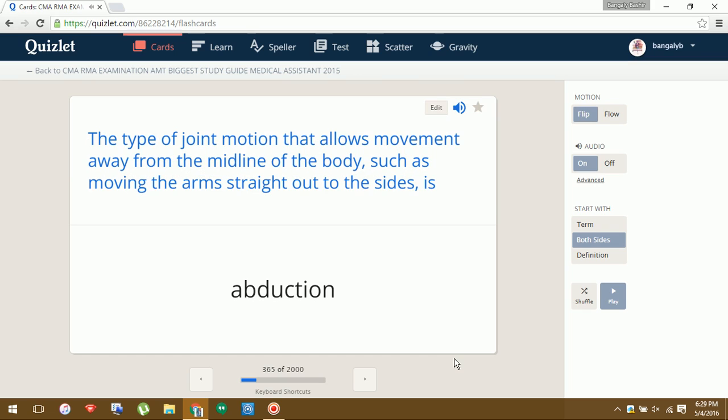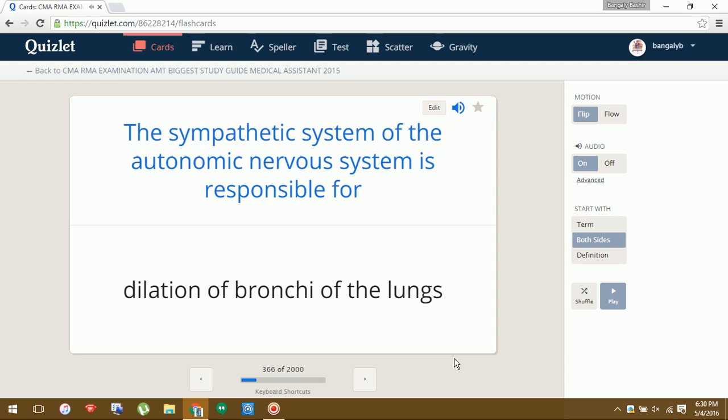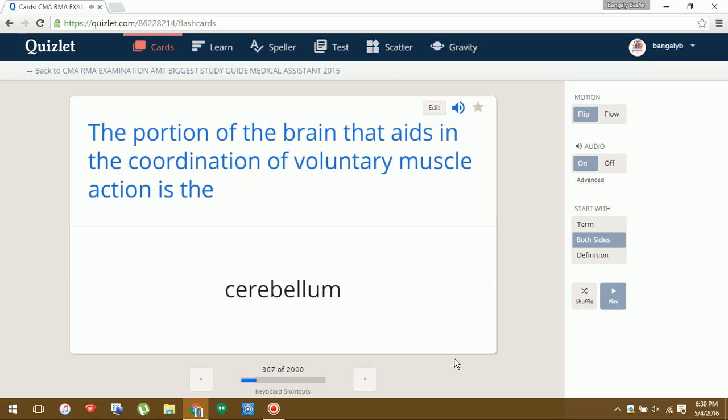The type of joint motion that allows movement away from the midline of the body, such as moving the arms straight out to the sides, is abduction. The sympathetic system of the autonomic nervous system is responsible for dilation of bronchi of the lungs. The portion of the brain that aids in the coordination of voluntary muscle action is the cerebellum.